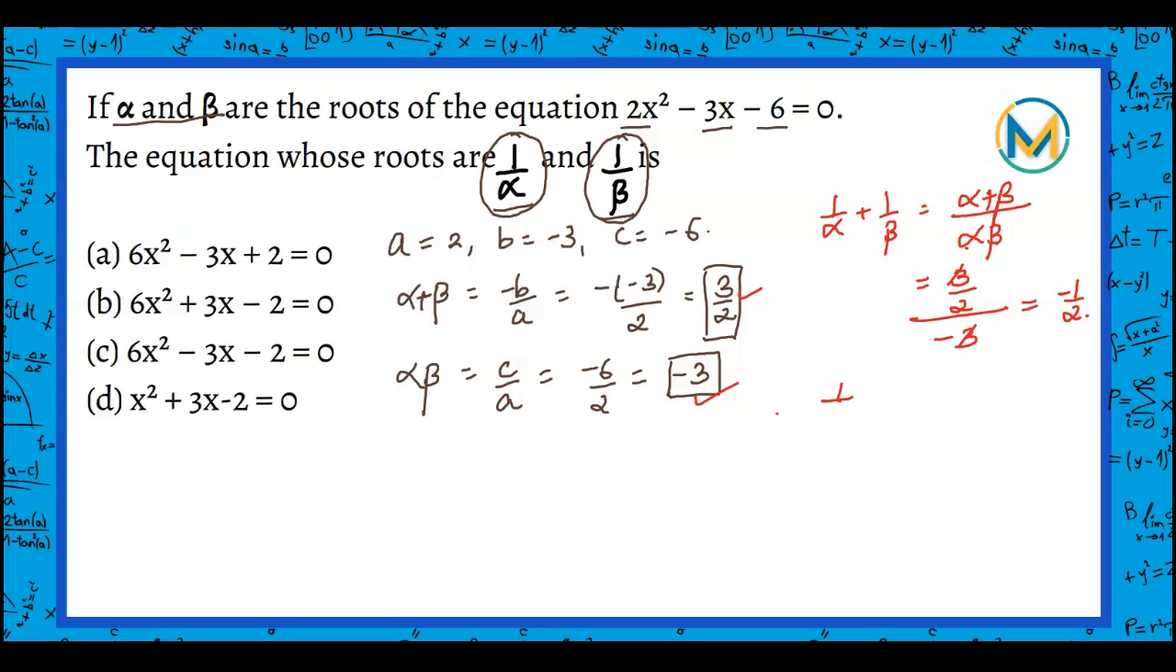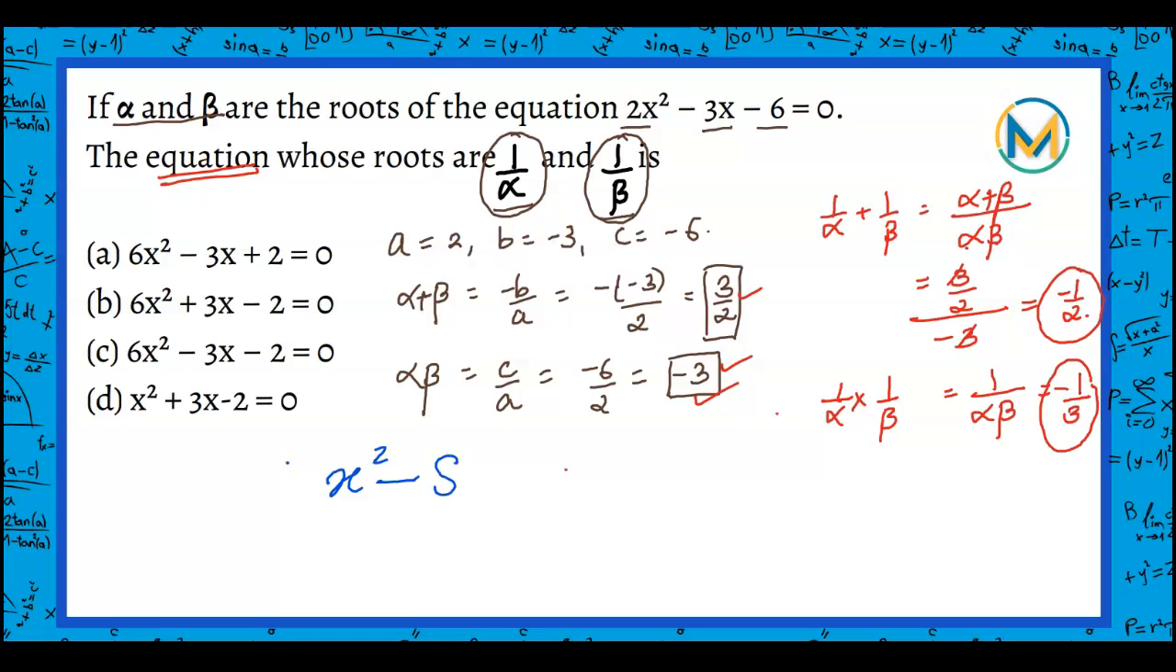And now the product of the roots, so 1 upon alpha into 1 upon beta, which is nothing but 1 upon alpha into beta. What we are doing is, these roots we are finding for the equation that we have to find. We're finding their roots, the sum of the roots and the product of the roots. So 1 upon alpha into beta will be this, so it's minus 1 upon 3. So we've got the product, we've got the sum. Formula to find the equation is x square minus sum of the roots into x plus product of the roots is equal to 0.